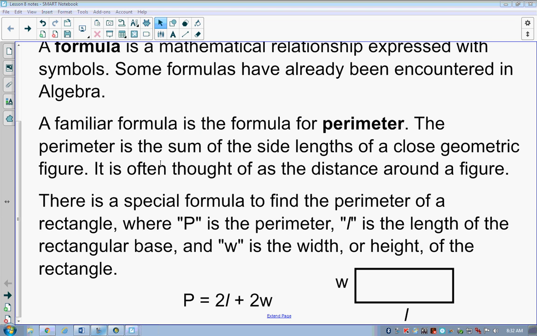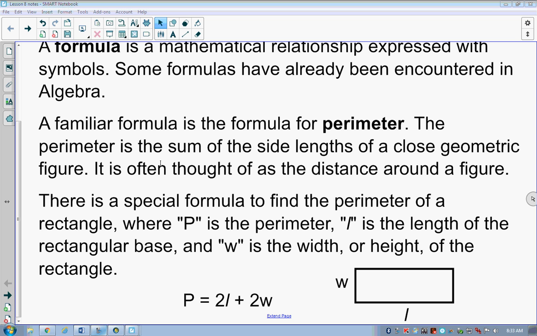The Pythagorean theorem is a formula. So a familiar formula is the formula for perimeter. The perimeter is the sum of the side lengths of a closed geometric figure. It is often thought of as the distance around a figure. When we talk about a circle, perimeter and circumference are the same thing. If you're asking for the distance around a circle, we use circumference, but it is perimeter.